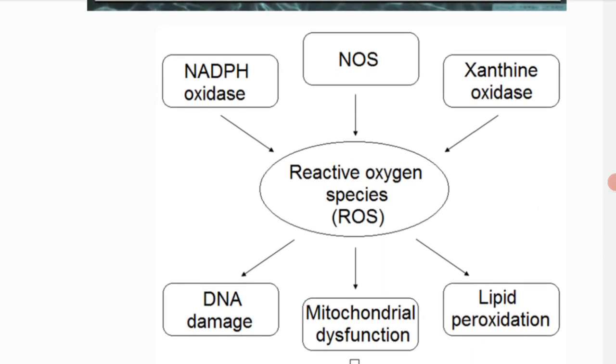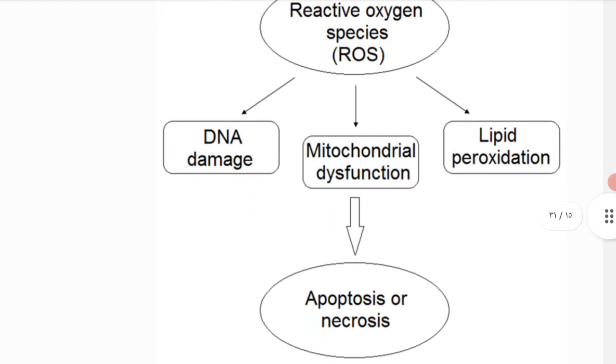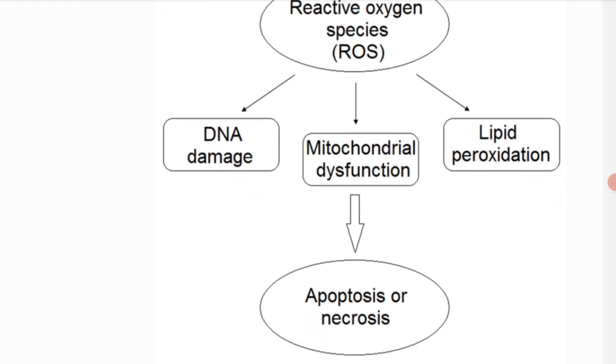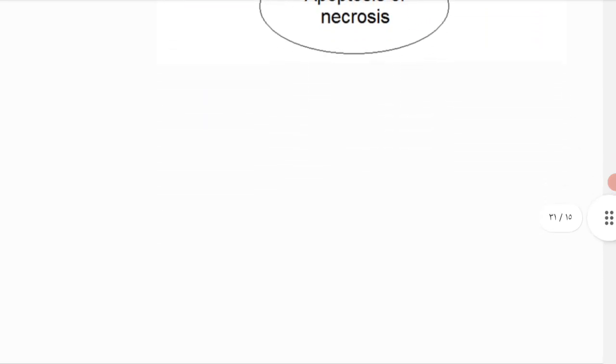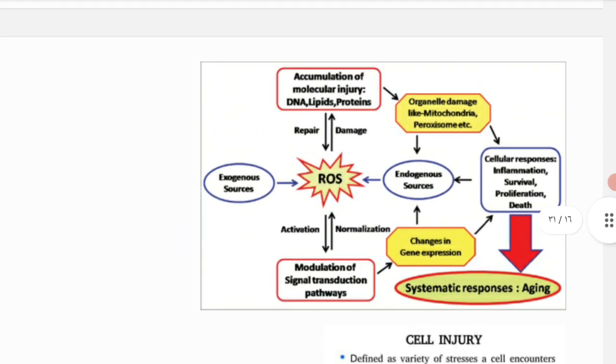As we know, ROS are caused by NADPH oxidase, NOS, or xanthine oxidase. All these effects on DNA, mitochondria, and lipid damage lead to apoptosis or necrosis, according to the pathway.